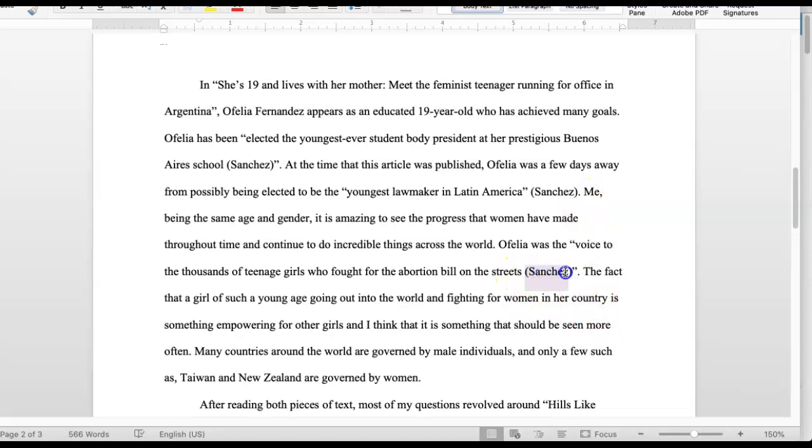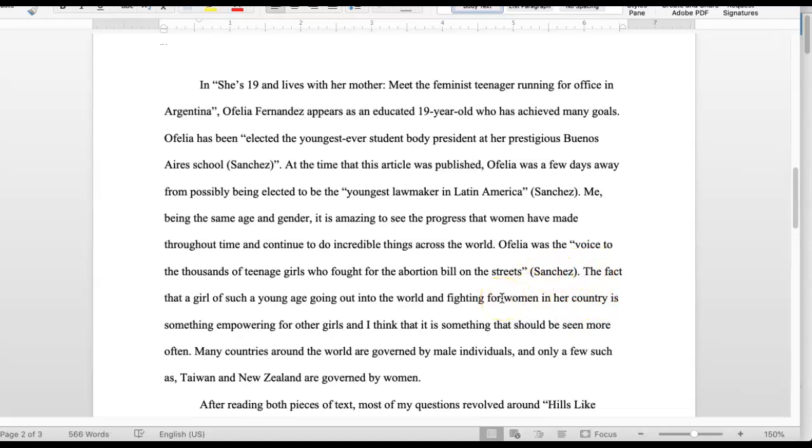Sanchez wrote this. So you want this in-text citation, or parenthetical documentation is what it used to be called. A long word just to say everything's inside of parentheses. So you're going to take this parenthetical documentation, or your in-text citation, and you're going to move it outside of your quotations, and you're going to close it with a period or whatever punctuation mark is there.